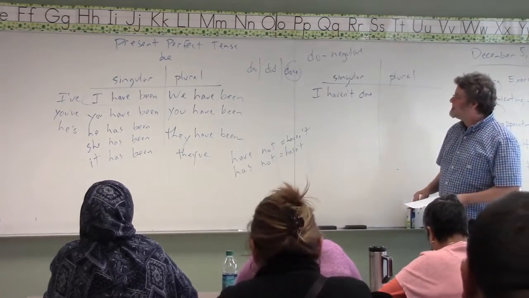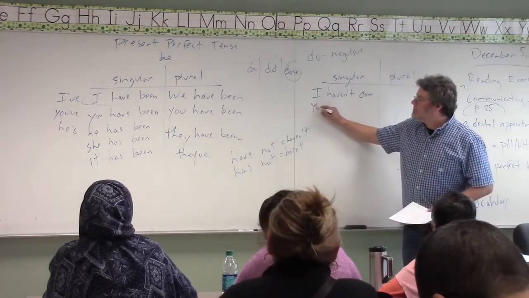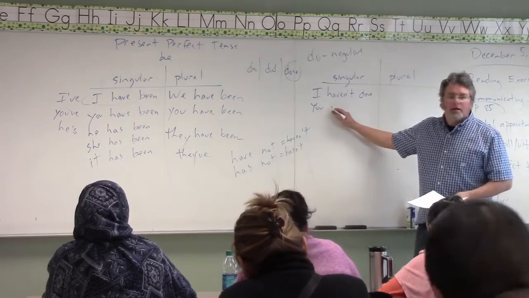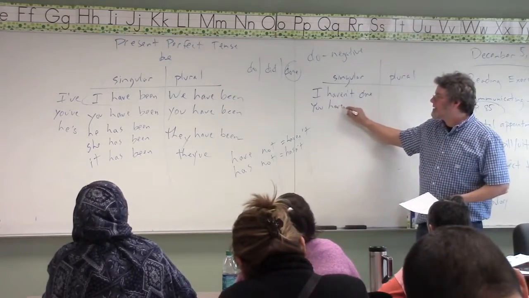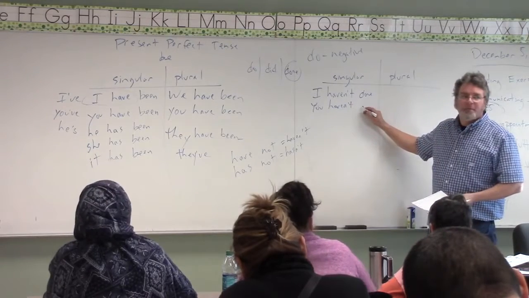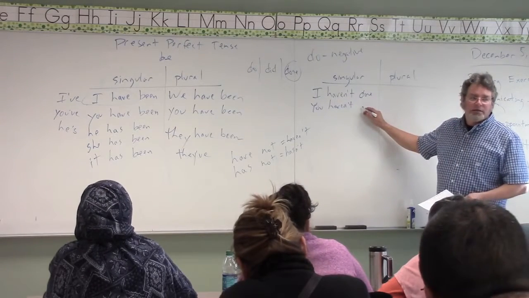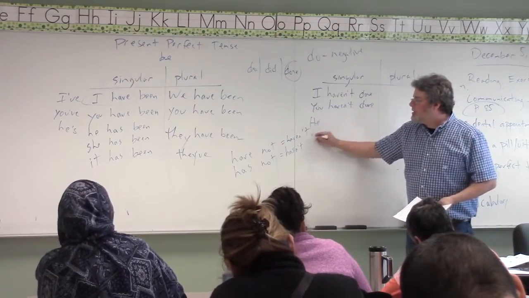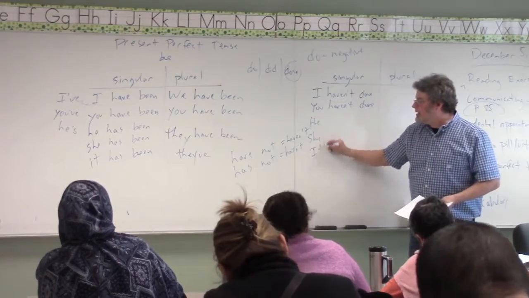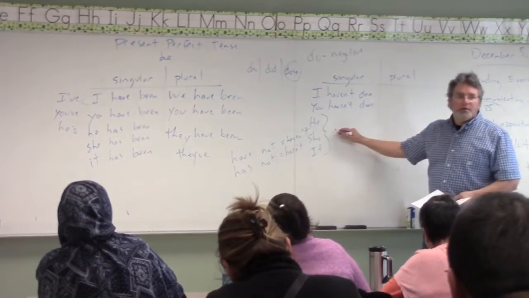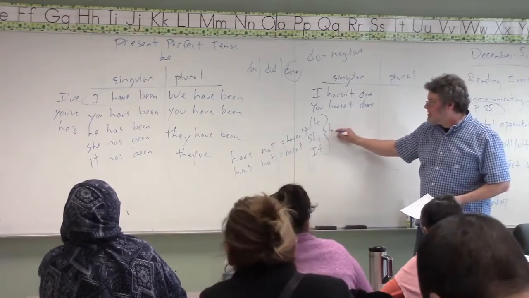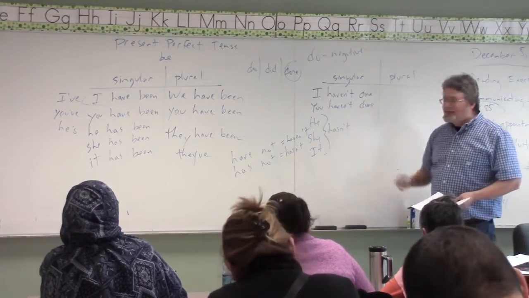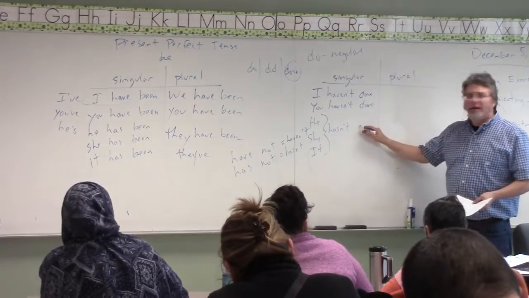You can say that. You haven't. And then the main verb, past participle, is done. So it's always going to be done, right? He, she, it hasn't. Good. Not doesn't, he hasn't. Hasn't done.